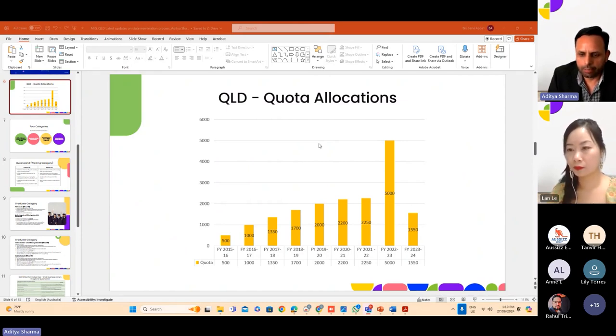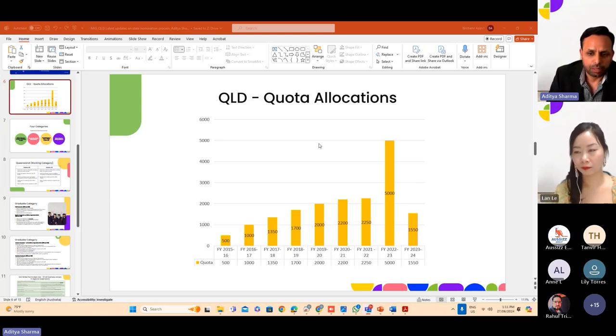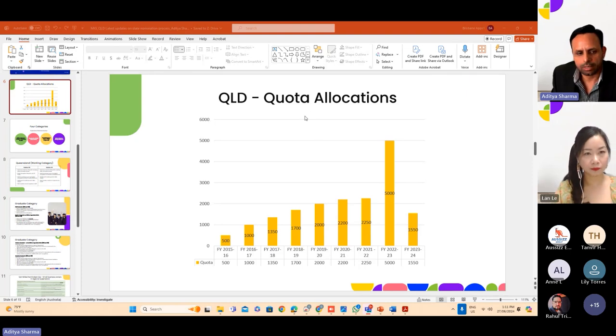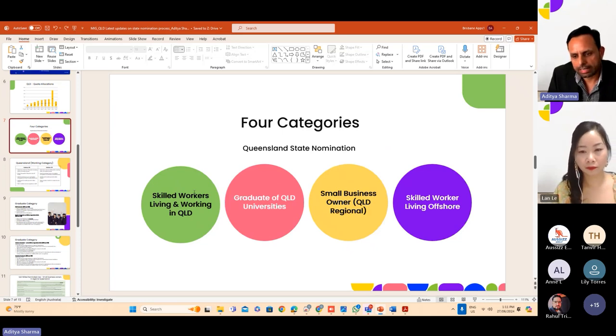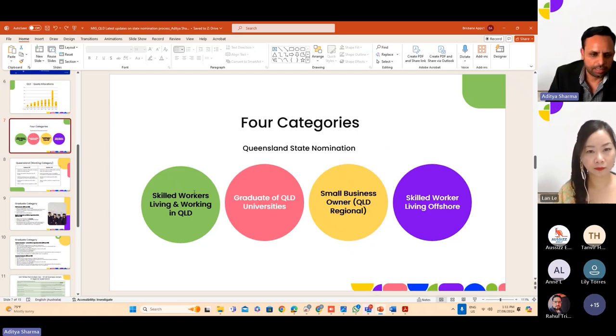Moving forward, the migration level is almost similar compared to the current financial year. We hope for a slightly bigger quota than the current financial year, but it is going to be almost similar for both 190 and 491. In Queensland, we have 3 categories for those who are onshore, and 1 category for offshore applicants. We will discuss each category in detail in further slides.